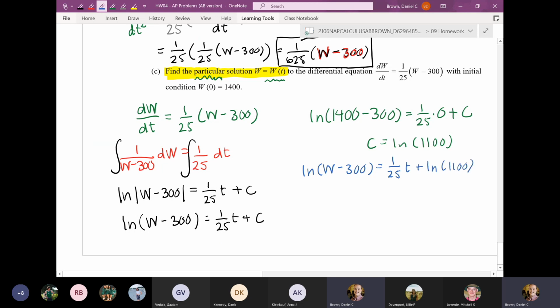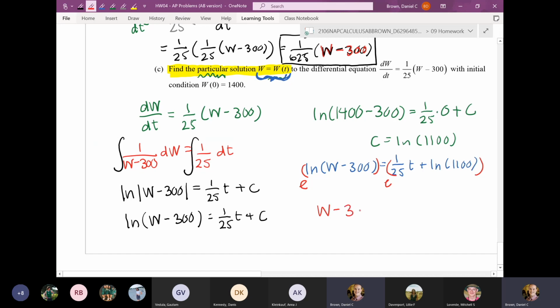of 1,100. Now, if this statement right here, the w equals w of t, was just not there, you could stop right there. Unfortunately, it does say equals w of t, so we do need to get the w by itself. Not difficult. How do I cancel out a natural log? We want to take the e of both sides, a single e on both sides with everything in the exponent. On this left-hand side, we just have w minus 300 left over. And on this right-hand side, we have e to the 1 over 25t plus the natural log of 1,100.